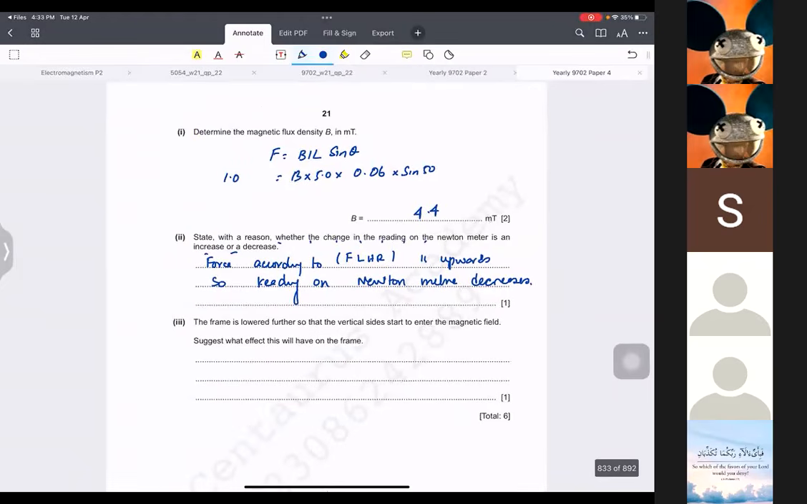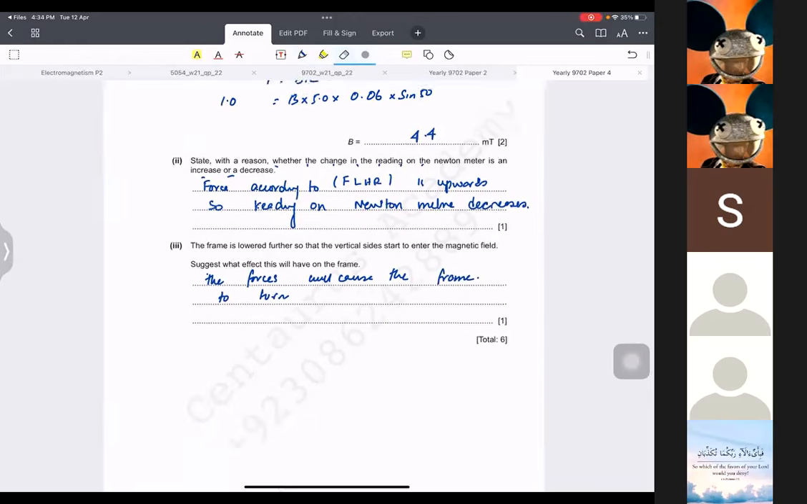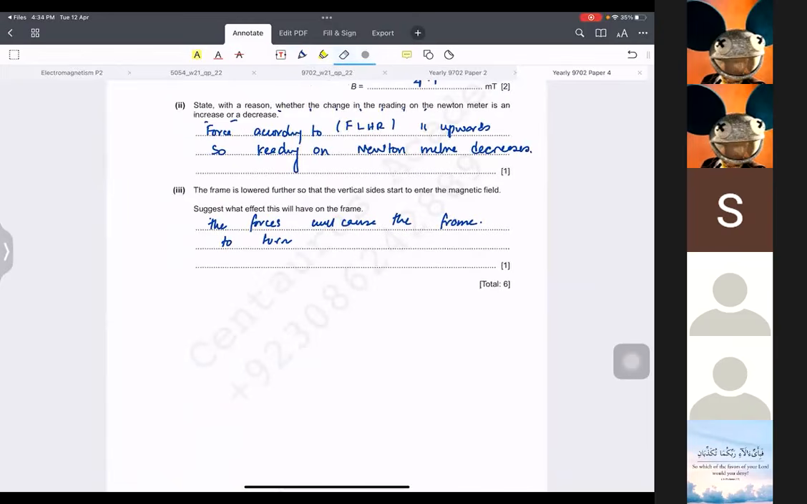Okay, so it means that the forces will cause the wires to turn. Not the wires, but the frame. All right, like this. Pretty simple, I guess.